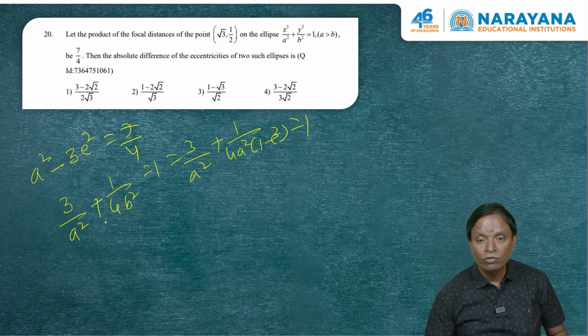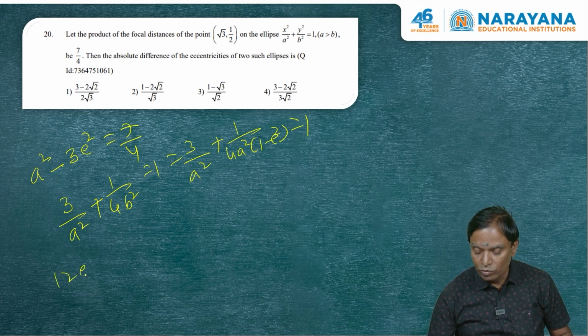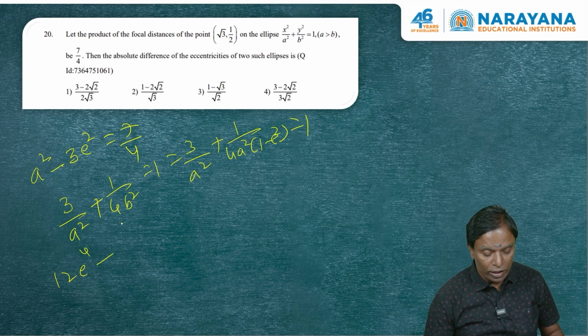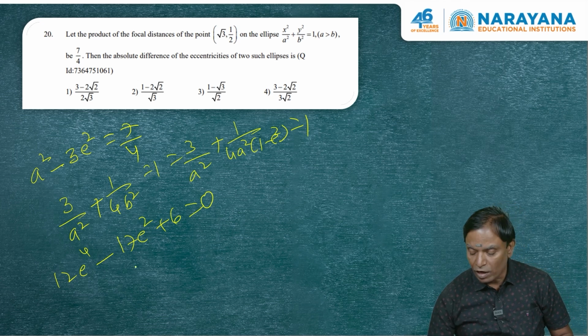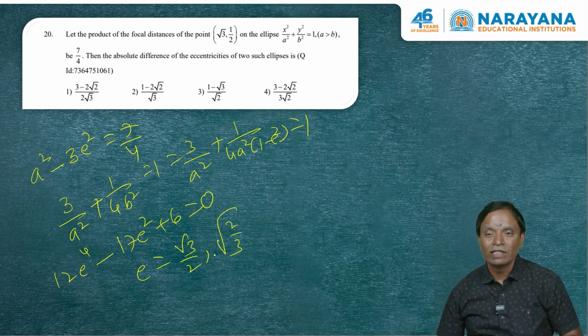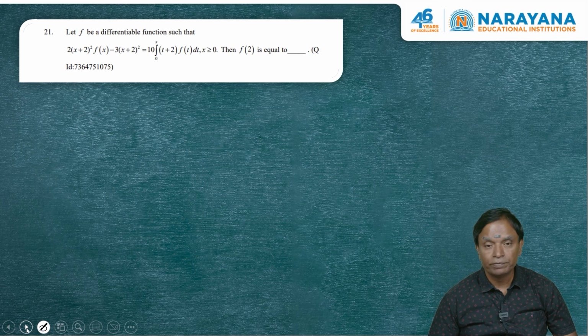From these two equations, you can eliminate a square, which gives you a biquadratic in e, which is 12 e power 4 minus 17 e square plus 6 is equal to 0. If you solve this equation, you will get the eccentricity as root 3 by 2 and root of 2 by 3. You can find the difference of eccentricities. We will go to the next problem.